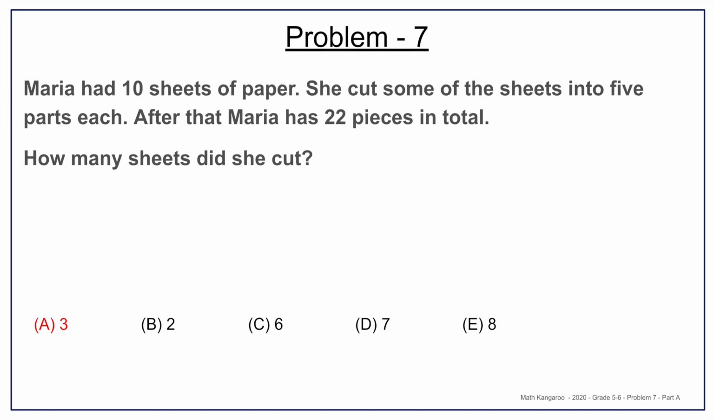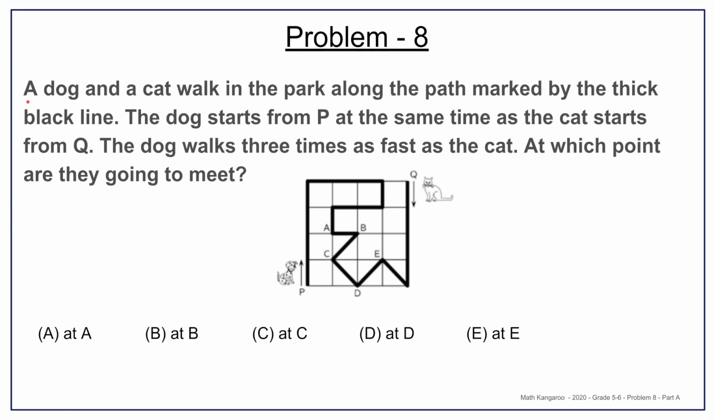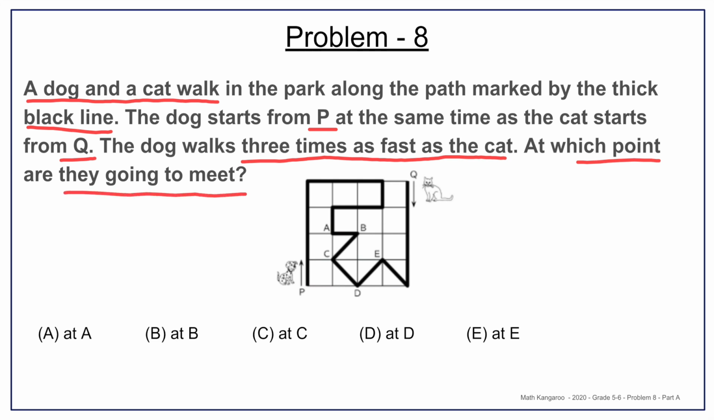Let's move on to the next problem. Problem 8. A dog and a cat walk in the park along the path marked by the thick black line. The dog starts from P at the same time as the cat starts from Q. The dog walks 3 times as fast as the cat. At which point are they going to meet? This is the pathway showing with the thick line. We have to find at what point they are going to meet, and these are our options.